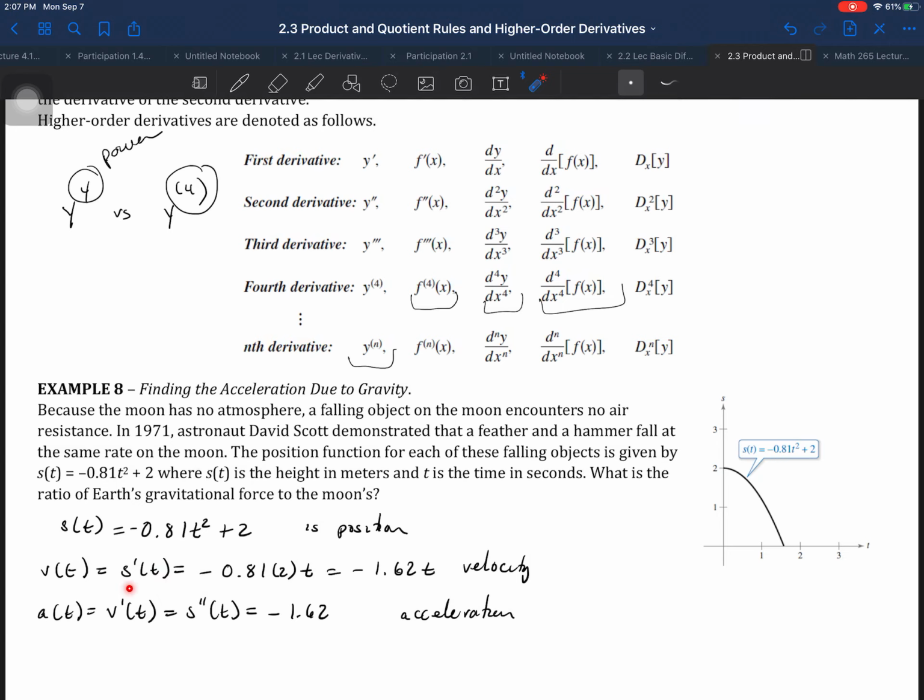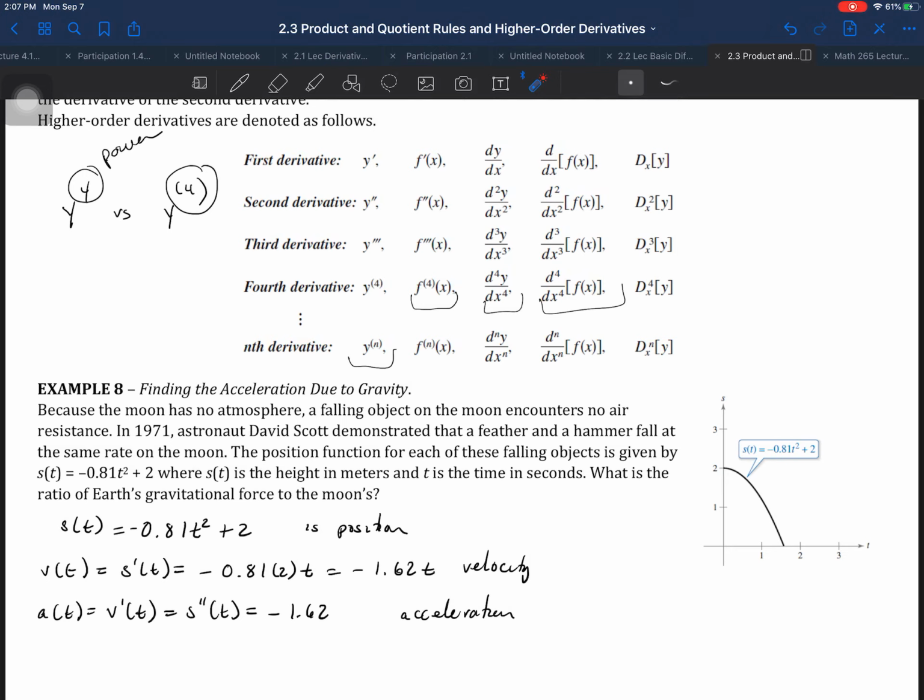That means that's the velocity. The derivative of this means, what do we do? We take the constant, carry over, multiply by the power 2, multiply by t, subtract 1 from the power, and then add the derivative of the constant. The derivative of a constant is 0, so that goes away. If you multiply these two together, that gives you negative 1.62 times t, and that's your velocity.